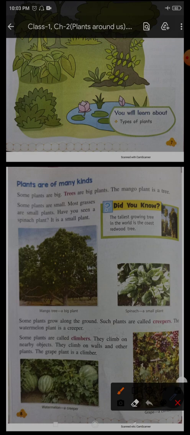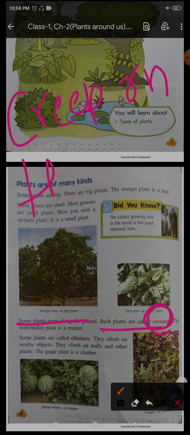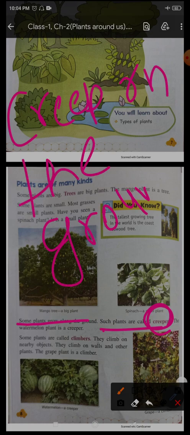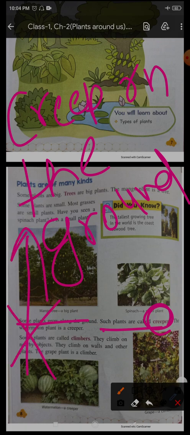Now the next is, some plants grow along the ground. Such plants are called creepers. What is a creeper? As the name suggests, the plant that creeps on the ground is called a creeper. They have very long, thin stems, and they can neither stand nor support all their weight. Examples are watermelon and pumpkin. These are examples of creepers.